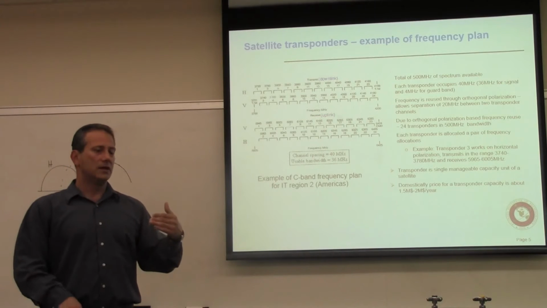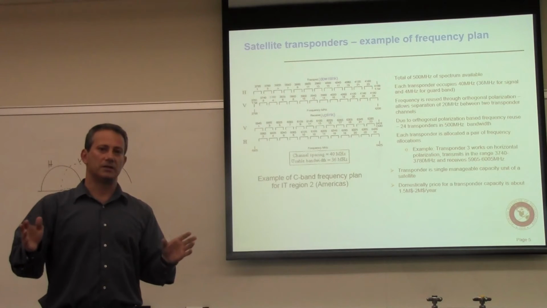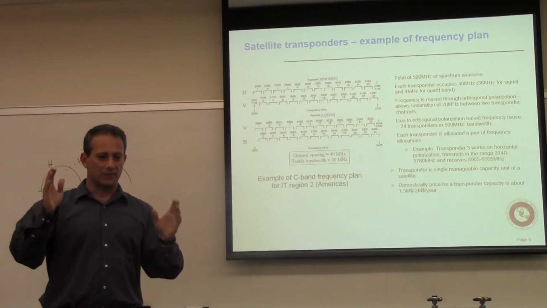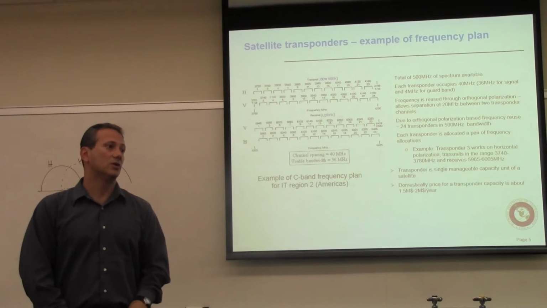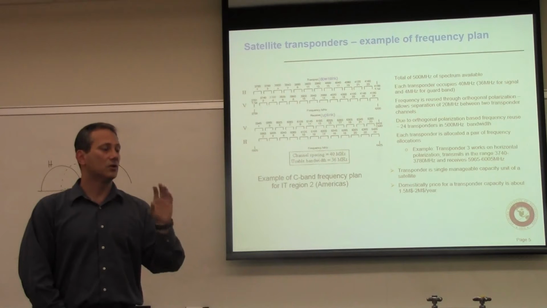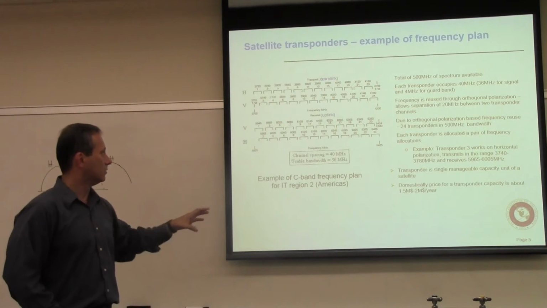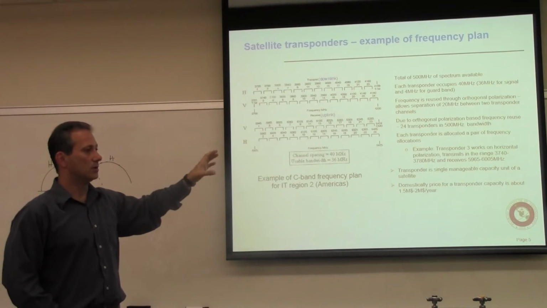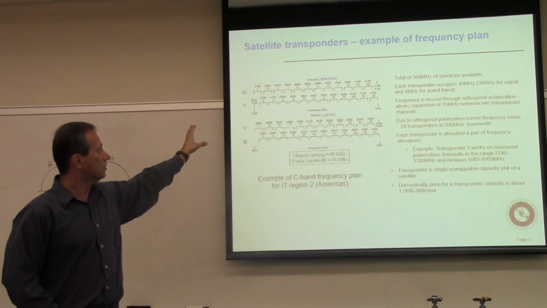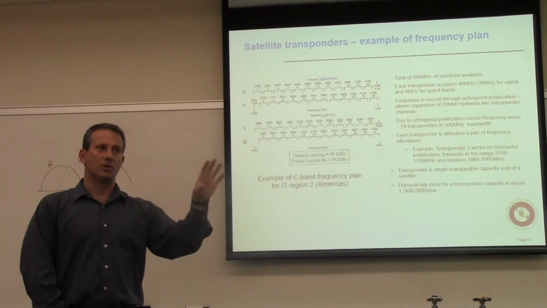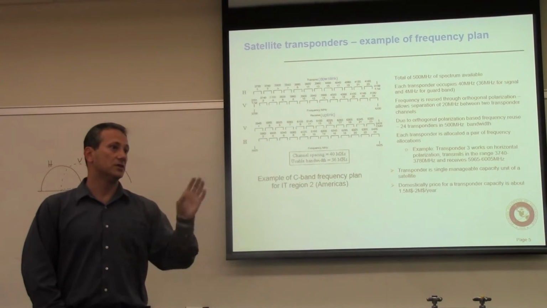And then that's just global allocation, but even though we allocate the frequencies globally, they're managed at a local level. So if you, let's say, launch a satellite and you get to operate in ITU region 2, your signal is going to be heard, let's say, both in the United States and Mexico, right?